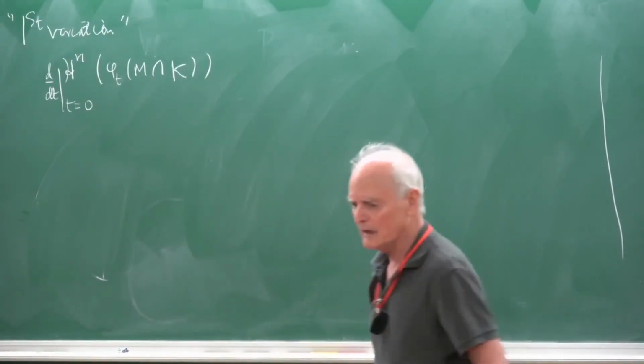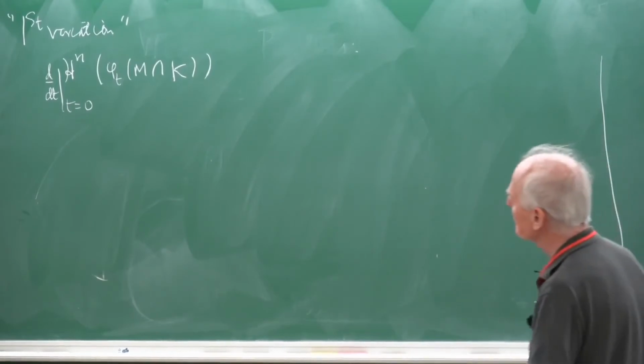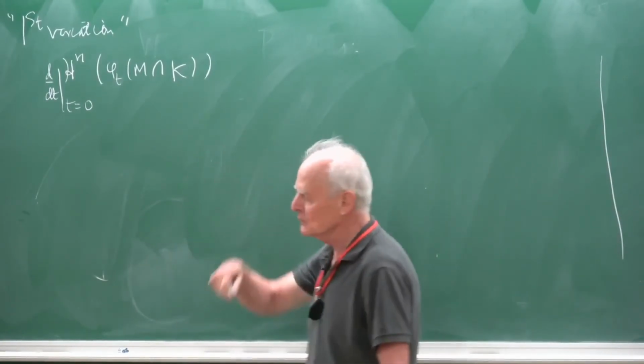You could also take higher derivatives. The second variation would be the second derivative at 0, and so on. But for us, this is the most important variation, the first one. And now we would like to work that out.